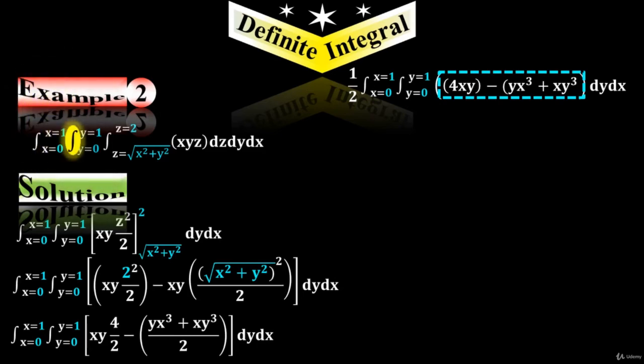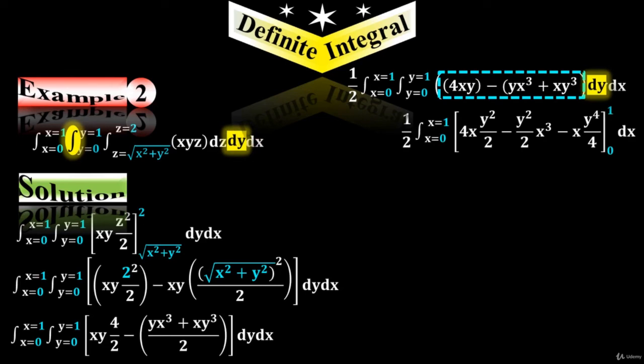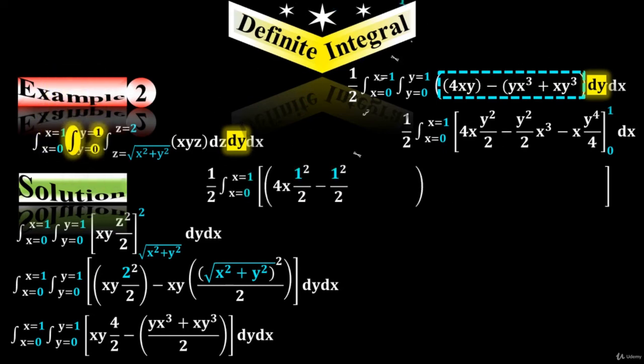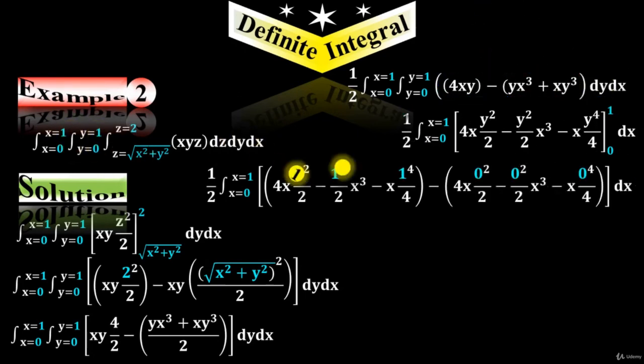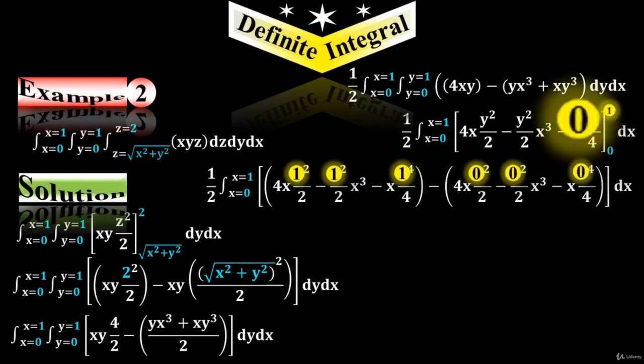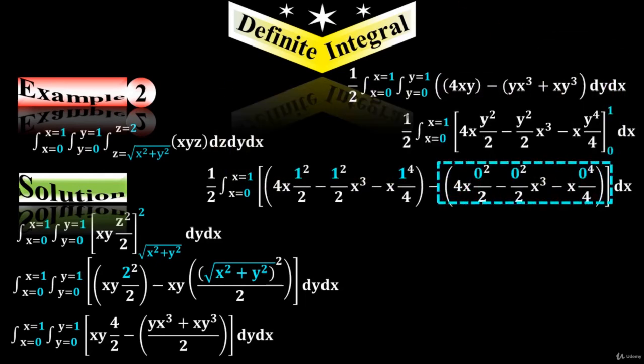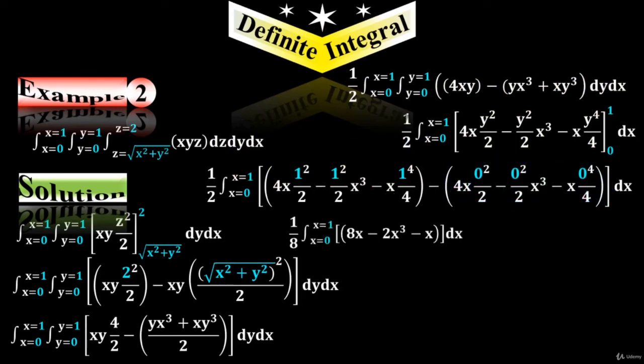Now take the second integration and integrate the final value with respect to y. After integration, we have 4 times x times y squared over 2 minus y squared over 2 times x cubed minus x times y to the 4 over 4. Substitute the value of limits here in y variables. The upper limit is 1 and the lower limit is 0. This will be 0, and we're left with 8x minus 2 times x cubed minus x dx.